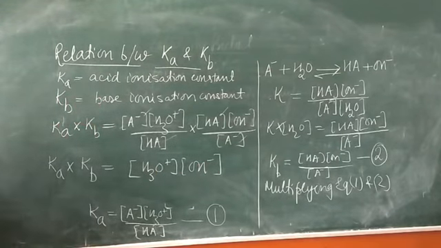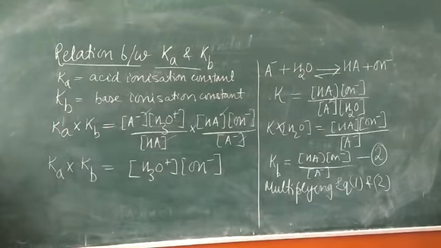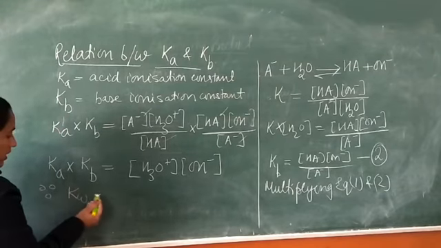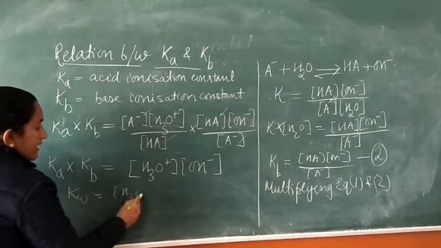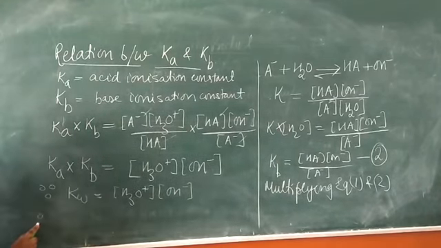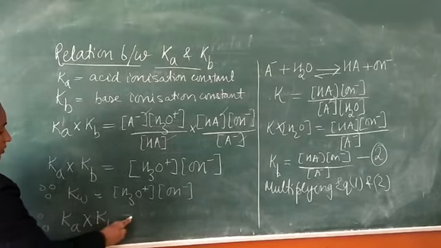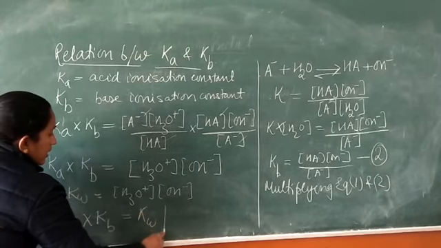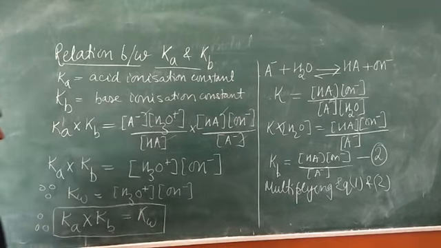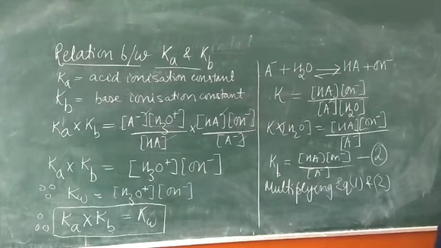Right? And if you remember, what is the product of hydronium and hydroxyl ion called? It is the ionic product of water. So since Kw equals the ionic product of water, therefore Ka into Kb will be equal to Kw. That is the relation between the acid ionization constant and the base ionization constant, student, it is the ionic product of water, that is Kw.